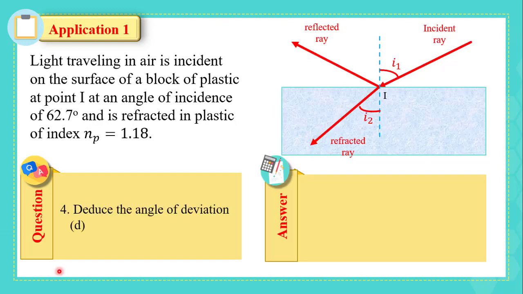Now you are asked to deduce the angle of deviation D, which measures for us the deviation in the ray's direction upon passing into another medium. Actually, the angle of deviation is equal to the difference between the angle of incidence and the angle of refraction. In this case, when light passes to a more refractive medium, since I1 is greater than I2, then the angle of deviation D is equal to I1 minus I2, which is equal to 62.7 minus 48.7, which gives us 14 degree.